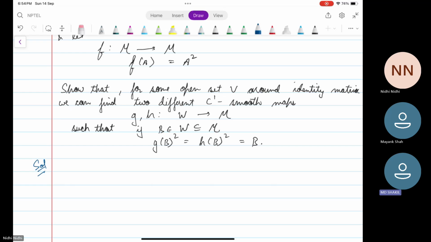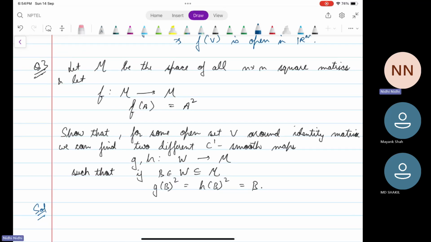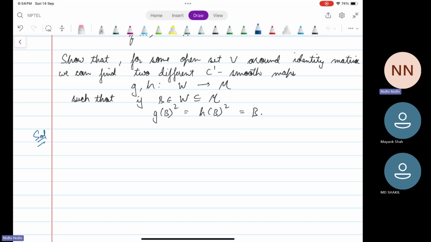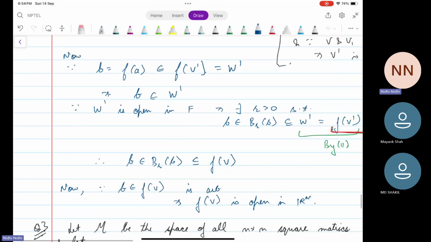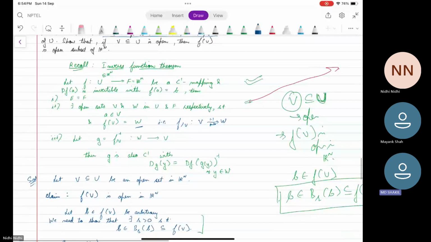Is it W or V? W, any subset. Show that for some open set V around... Okay, this will be some other set W. That will come, this W will come eventually.